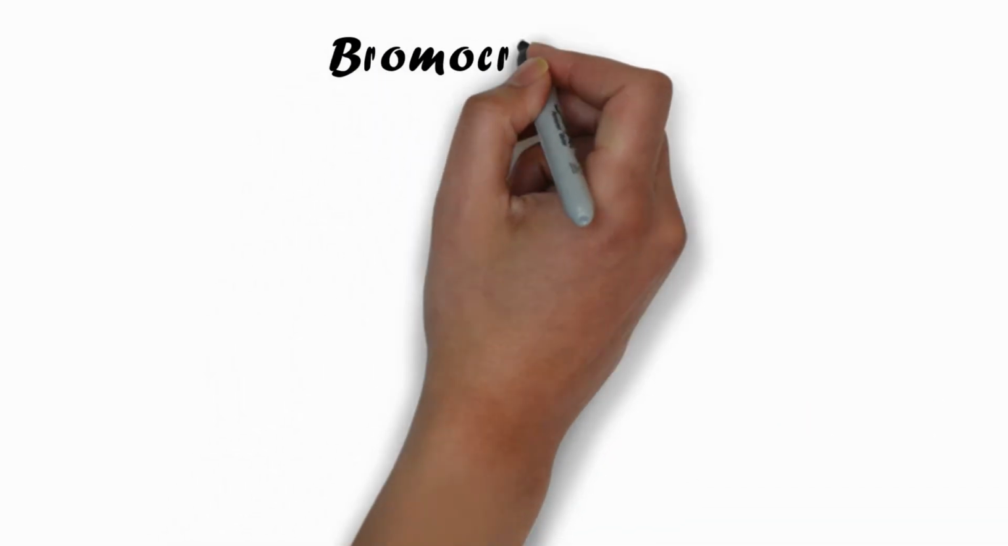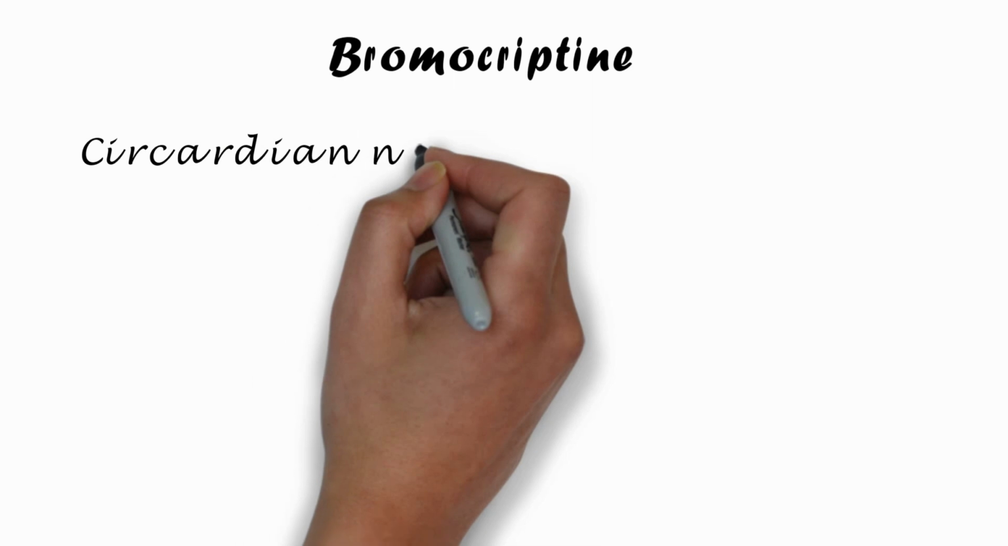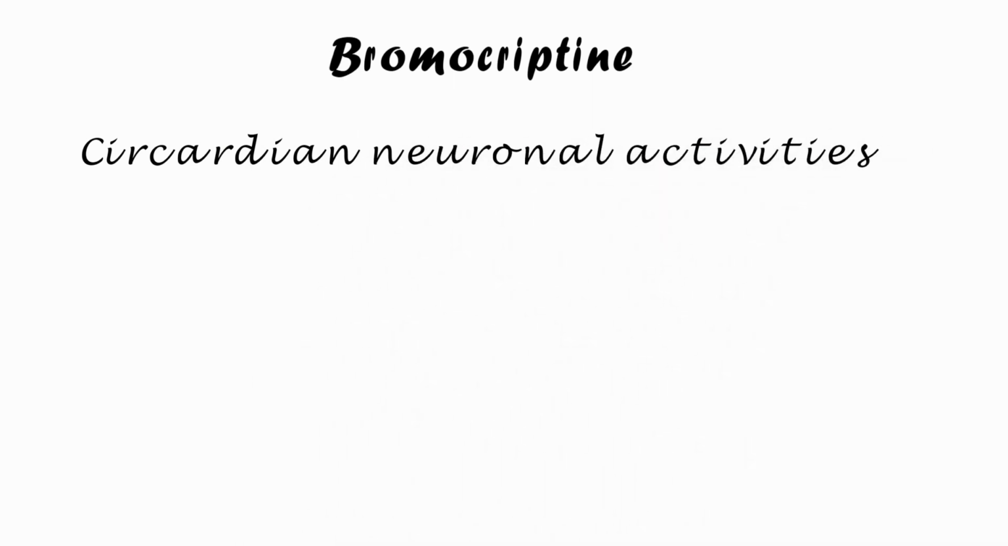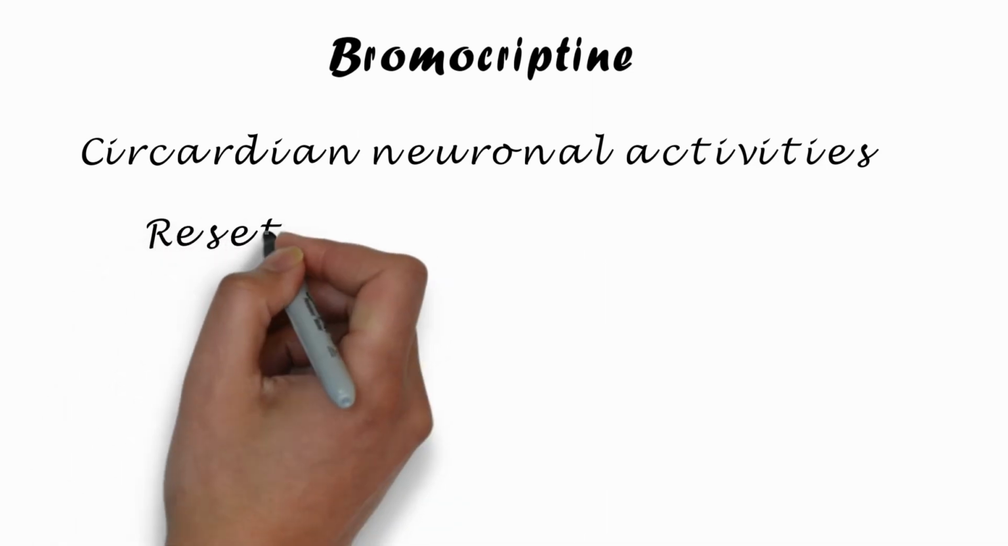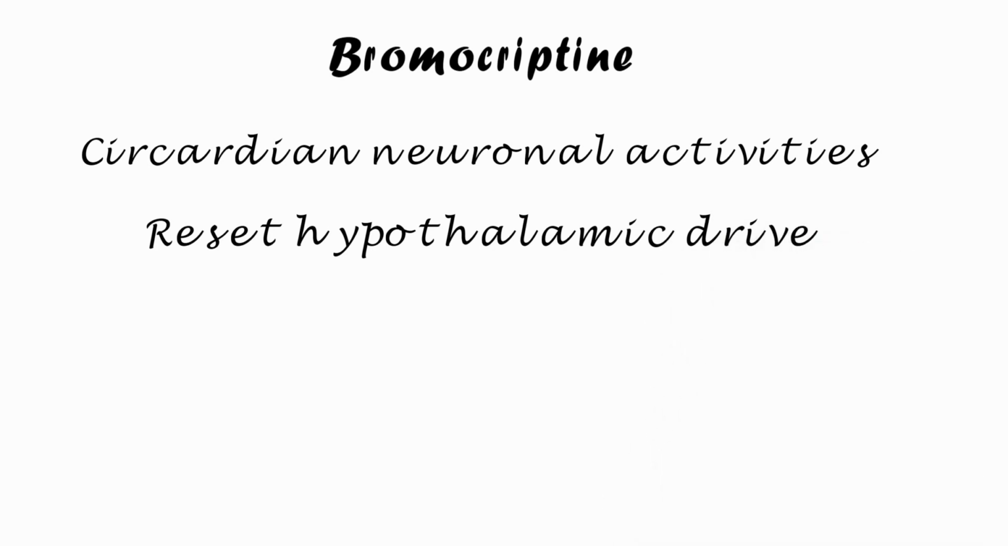Bromocriptine is a dopamine agonist and is approved for use in treatment of type 2 diabetes. It is thought to act on the circadian neuronal activities in the hypothalamus to reset an abnormally elevated hypothalamic drive for increased plasma glucose, free fatty acids, and triglyceride level in insulin-resistant patients.